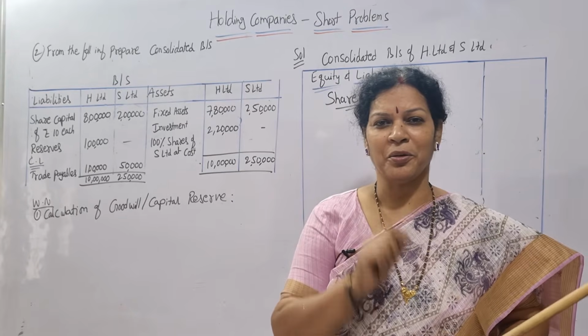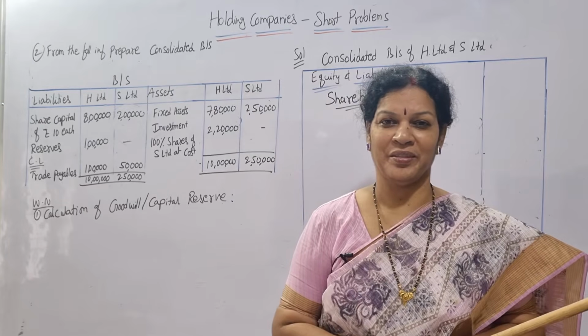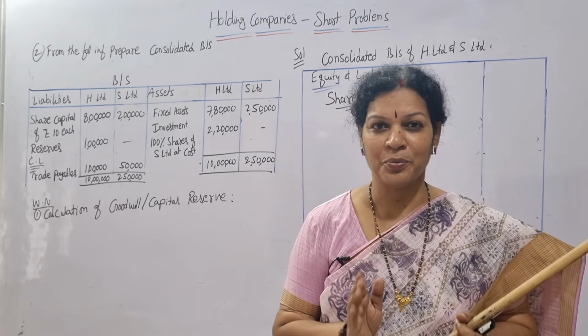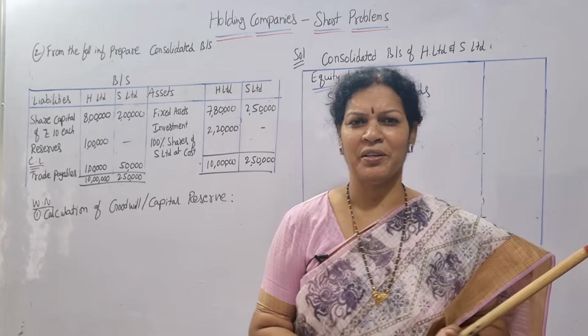Holding companies, one more short problem we'll see. This problem is different from the first problem. In the first problem, we were not having goodwill or capital reserve. Now in this problem, we are going to get it. How do you calculate that? That will be the focus. The problem is very simple.